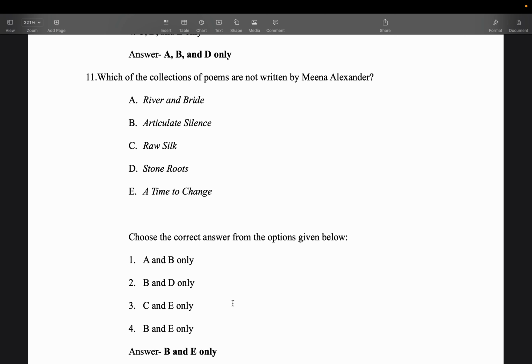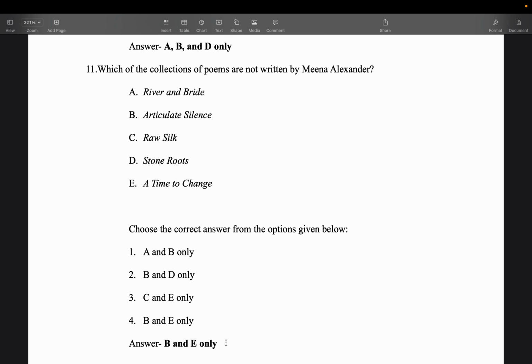Which of the collections of poems is or are not written by Meena Alexander? River and Bride, Articulate Silence, Raw Silk, Stone Roots, A Time to Change. Arey, you should know some of these are by Nissim Ezekiel. B and D are not by Meena Alexander. This is not actually a question about Meena Alexander. You should know about Nissim Ezekiel. That is the main thing here.